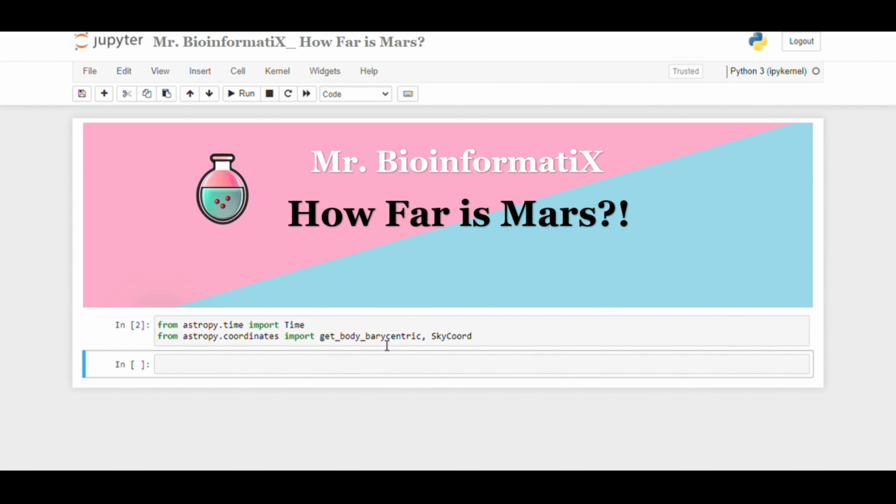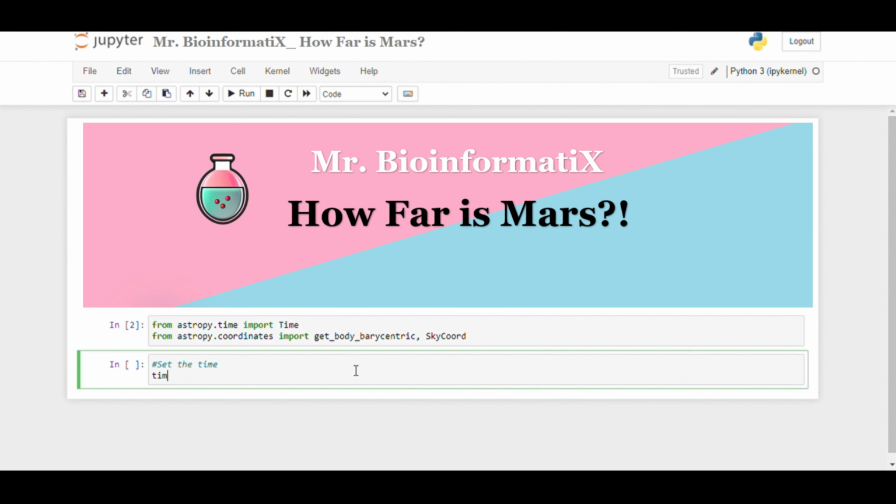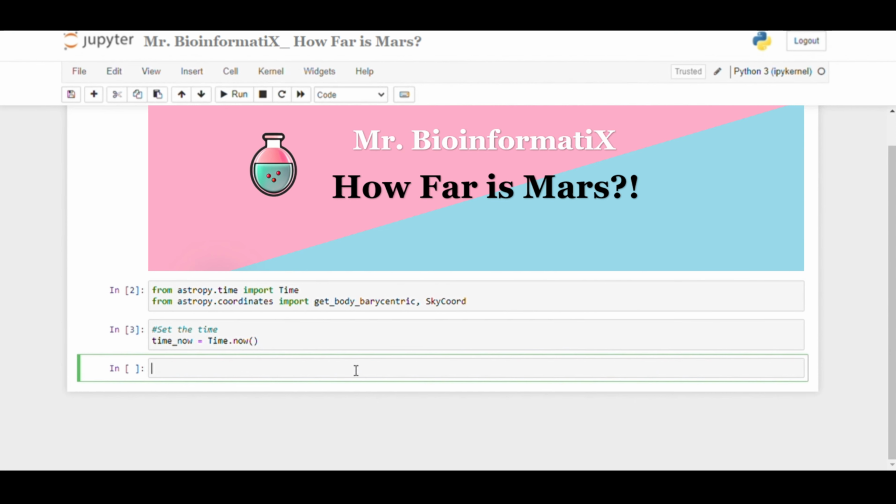We set the time for calculating the distance using the Time.now function, which gives us the current time. Next, we retrieve the barycentric coordinates of Earth and Mars at the specified time using get_body_barycentric. Barycentric coordinates are the coordinates of a celestial body relative to the center of mass of the solar system at a specific time. We pass in Earth and Mars as arguments to obtain the coordinates for these respective celestial bodies.